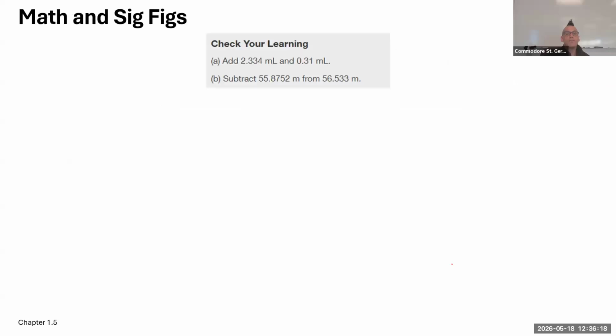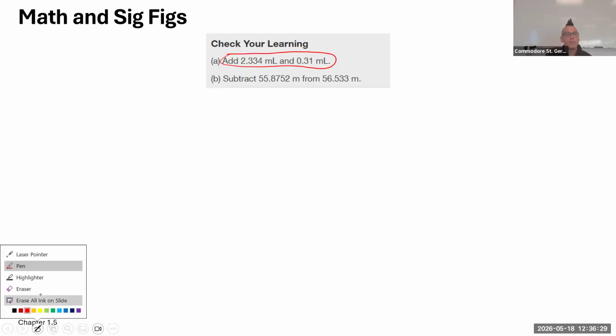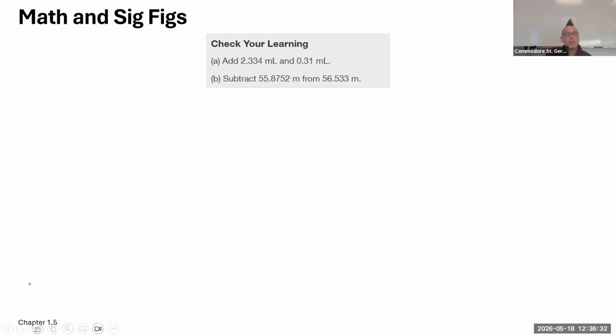All right. So let's check some stuff. All right. So we're going to add these two together. Maybe I shouldn't have done that. Let's erase that. But if we're adding and subtracting, we do the least amount of decimals. So here we have 3 decimals. Here we have 2 decimals. Since 2 is less than 3, our answer is going to be in 2 decimal places.